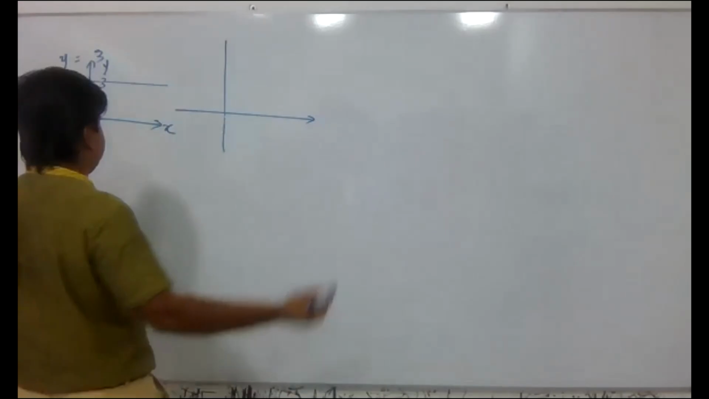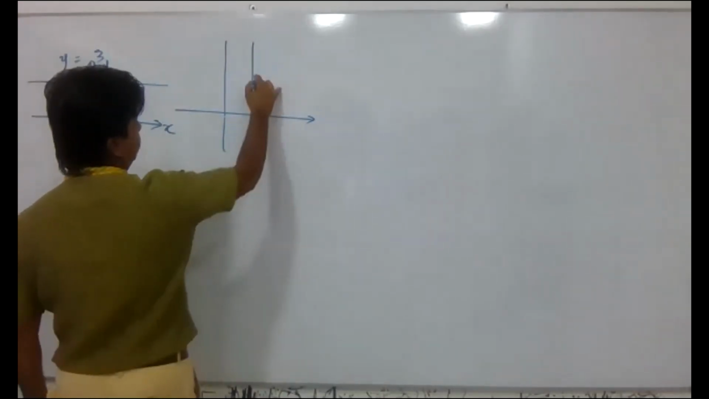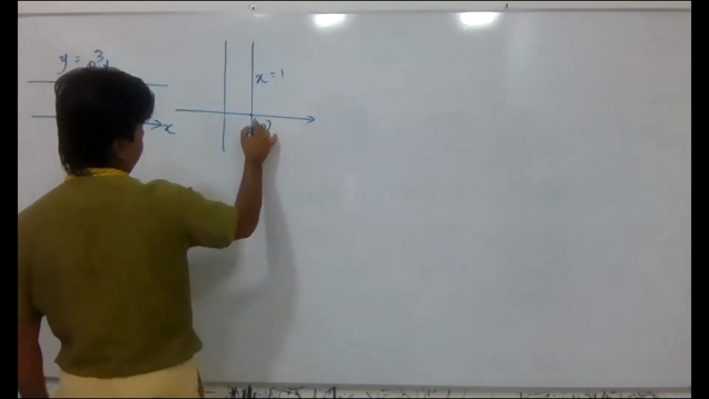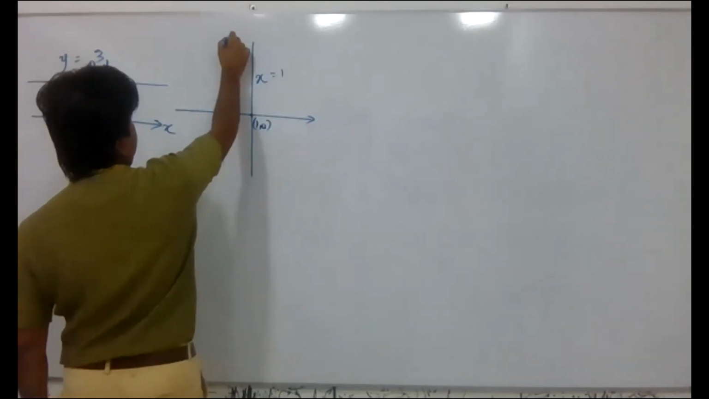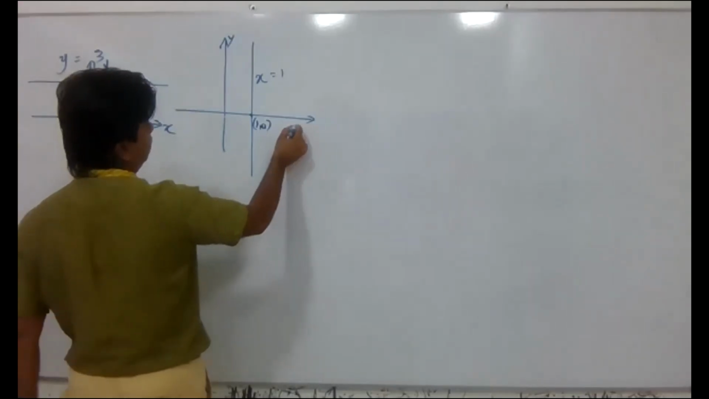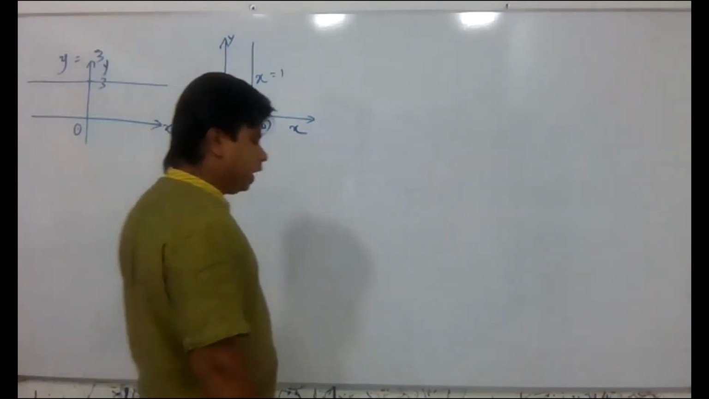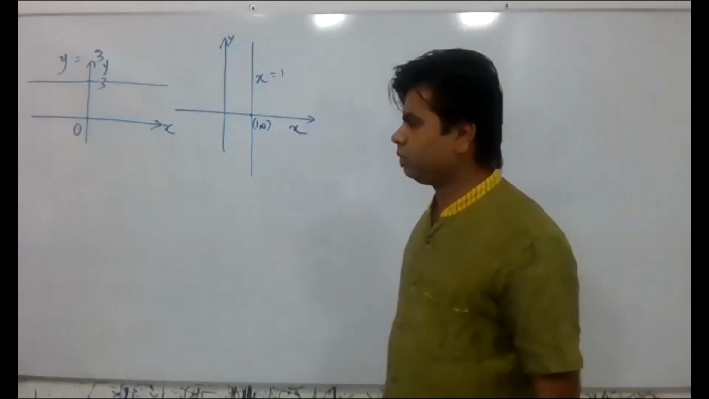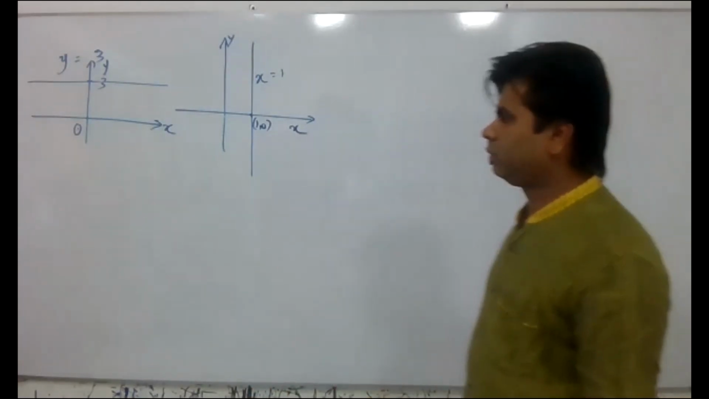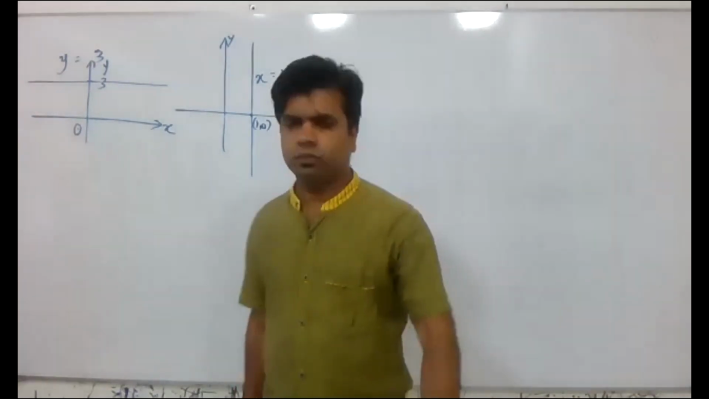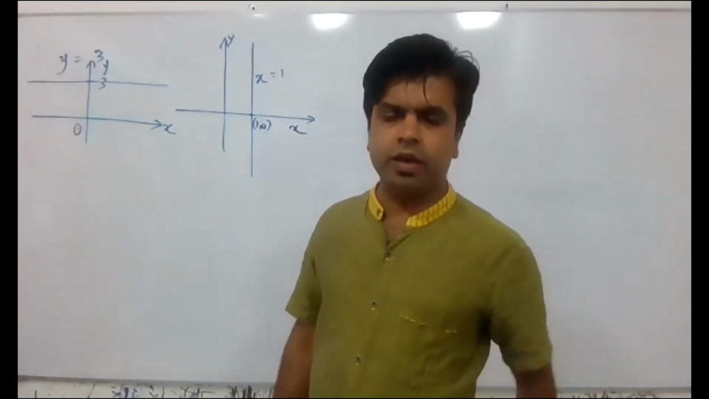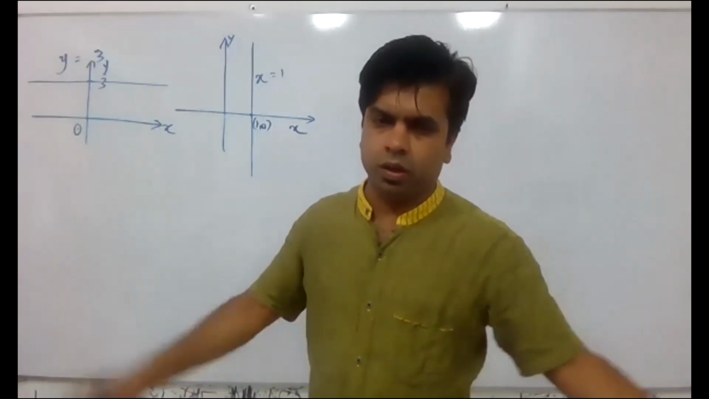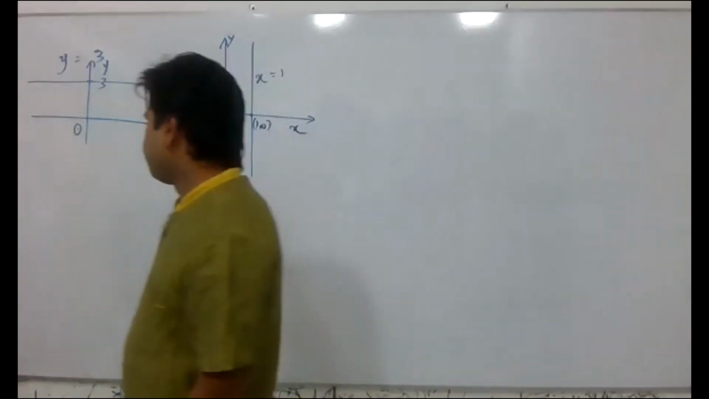Now, you know that x equals 1. Suppose that x equals 1 here, right? This point is (1, 0). You know that x equals 1 is a vertical line. What is the gradient of this vertical line, Indura? Infinity. Infinity means undefined, right? Yes, the gradient is undefined. So vertical lines have undefined gradient, right?